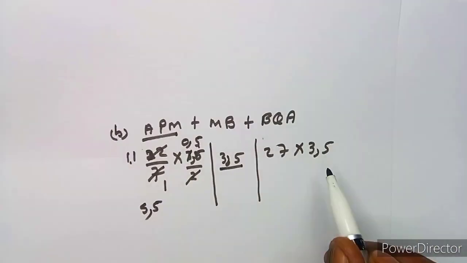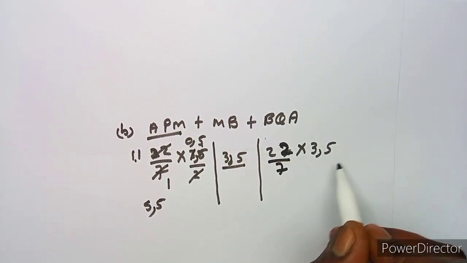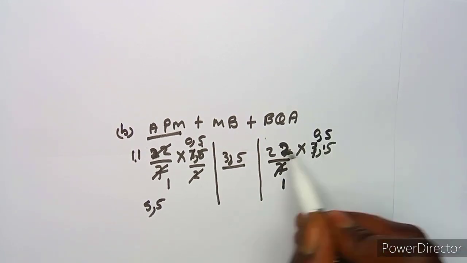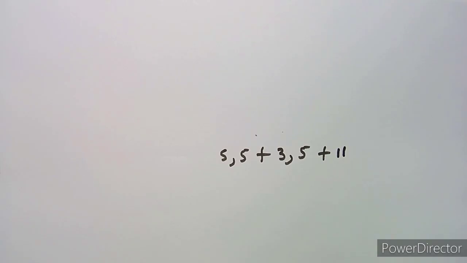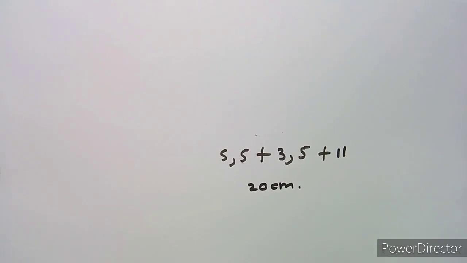3.5 plus, we combine here. So this one, guys, is 22 over 7 times 0.5, which is simply half of 22, which is 11. Okay, so you add everything, which is going to give us 20 centimeters. So that is our perimeter. That is what we have for this perimeter in this case. So you have to be very, very careful with how these questions are presented.